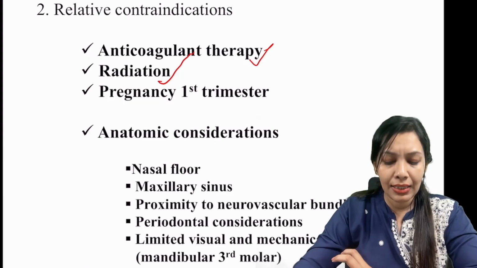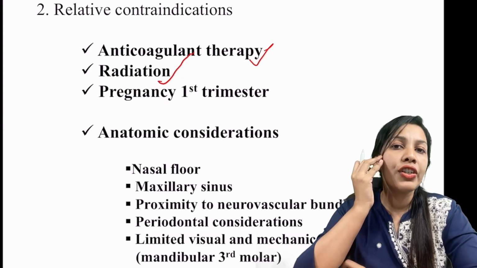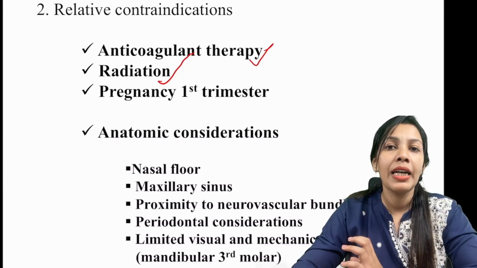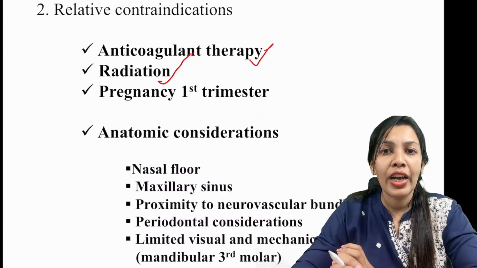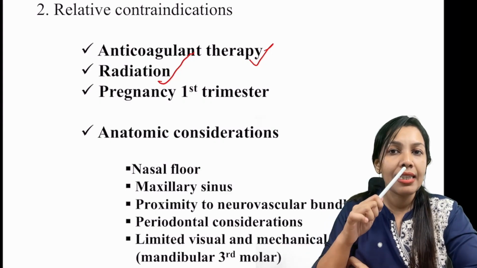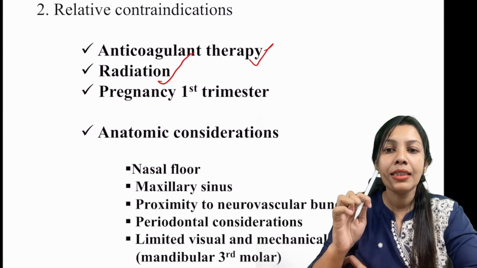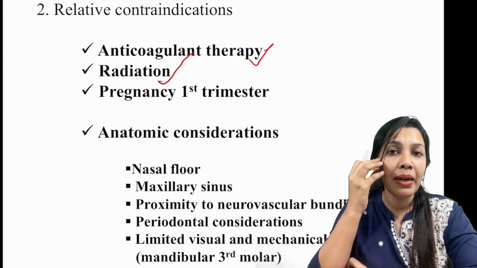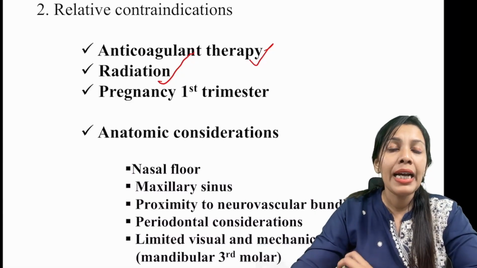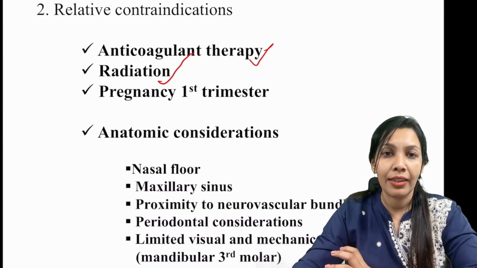The anatomic consideration, especially when we do surgery of the maxillary upper tooth, it is very important to check and safeguard certain anatomic areas like the nasal floor and maxillary sinus. And there are neurovascular bundles that are present, and periodontal consideration should be done.